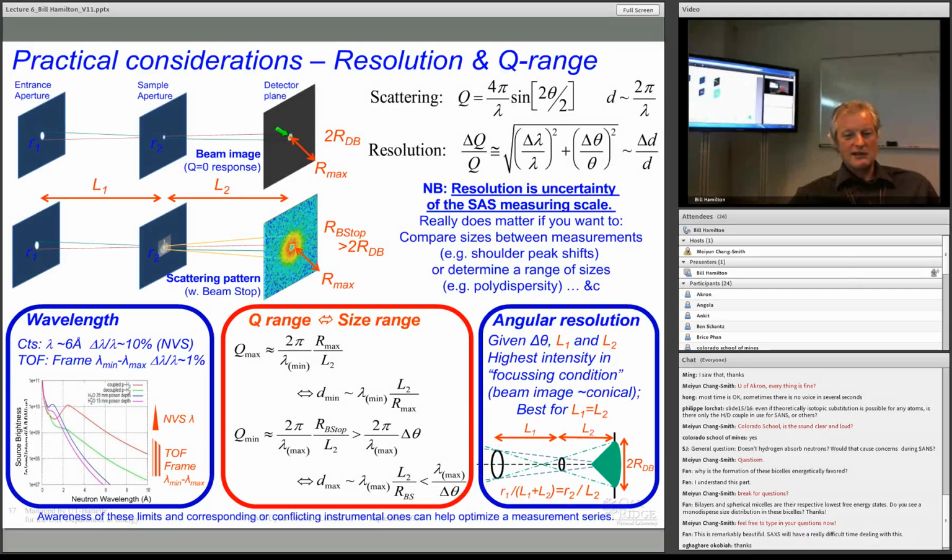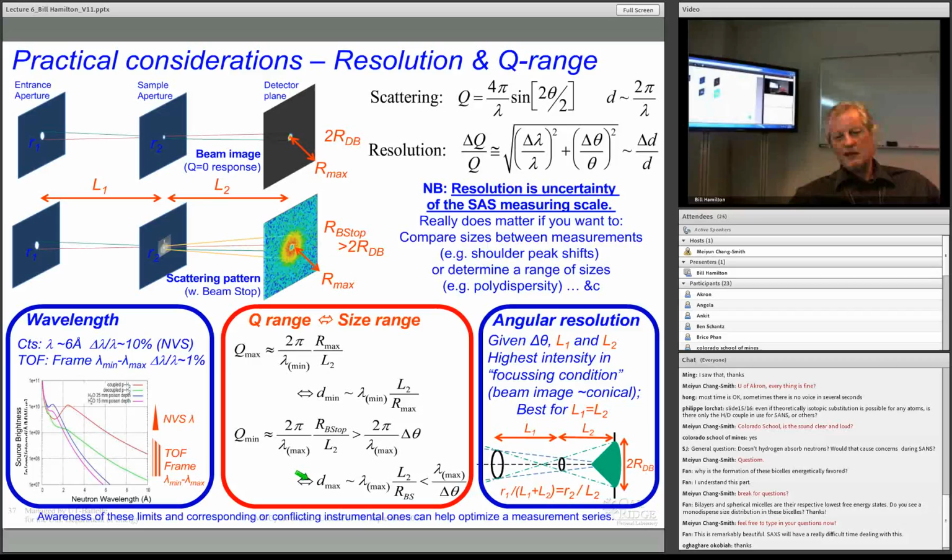So the minimum Q you can see is basically the size of your beam stop divided by the sample to detector distance L2, divided by the maximum wavelength you're looking at. And of course for a velocity selector on a continuous source they're the same number. For a pulse source they're different numbers. You'll be taking a range of wavelengths here, and that gives you a D max.